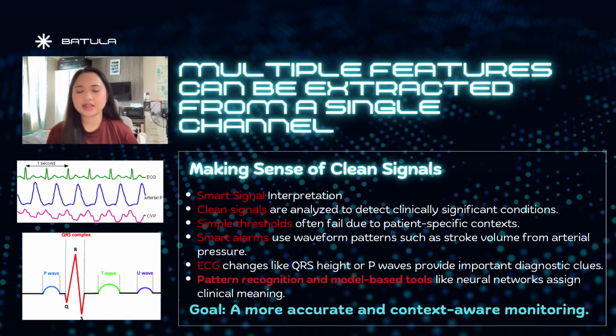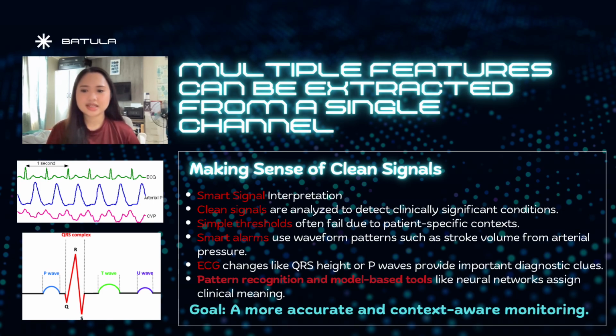Instead of just checking the values, they analyze waveform patterns to extract deeper information. For example, from a single channel like arterial pressure, we can calculate clinically useful measures like stroke volume by analyzing the area under the curve. The same goes for ECG signals. Changes in the QRS height, the presence or absence of P waves, and the regularity between beats can all point to a specific heart condition.